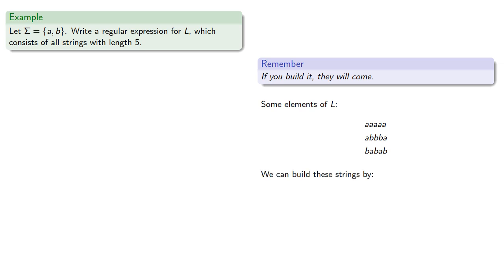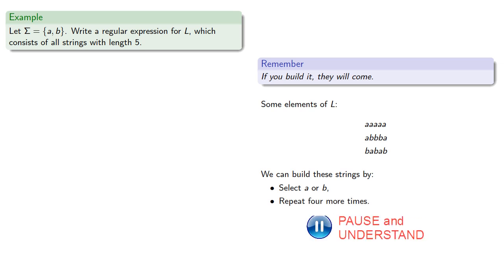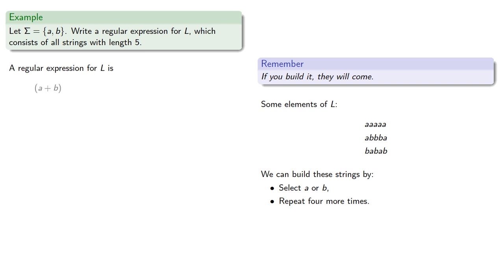And note we can build these strings by selecting A or B, and then repeat 4 more times. And so this suggests a regular expression is A or B, A or B, A or B, A or B, A or B, or since we have the same factor appearing 5 times, we can write this as A plus B to power 5.